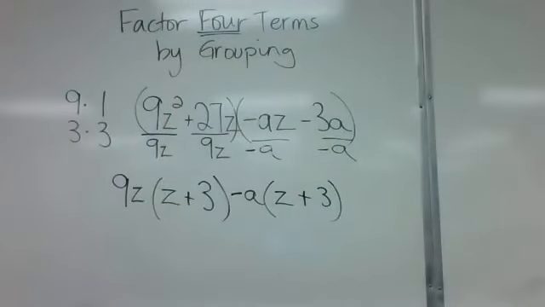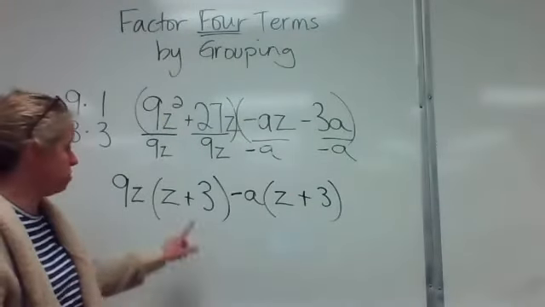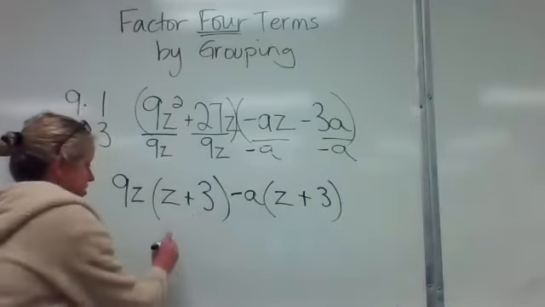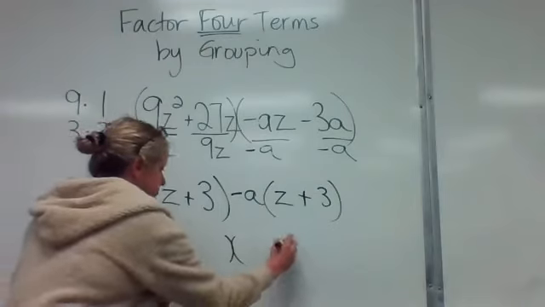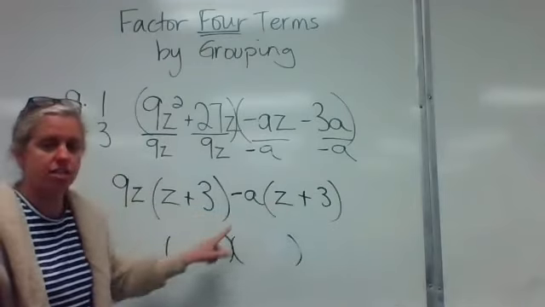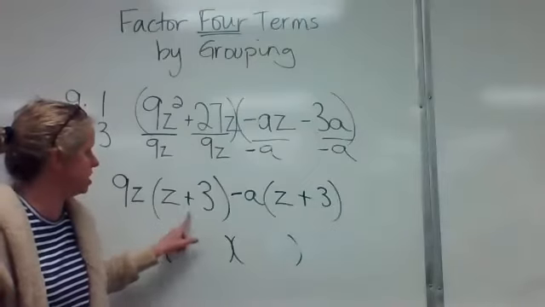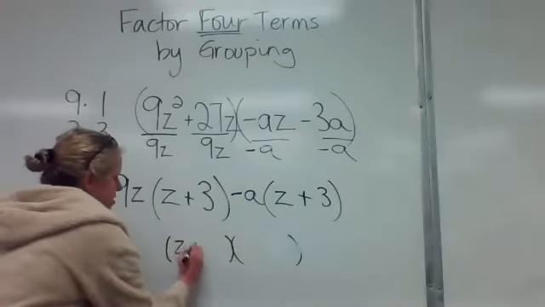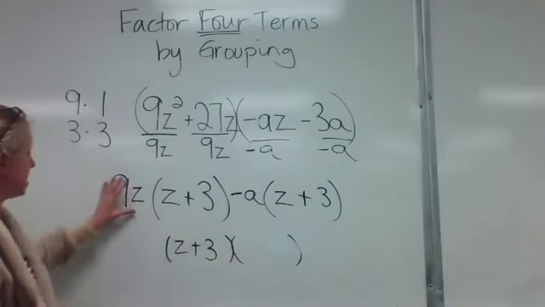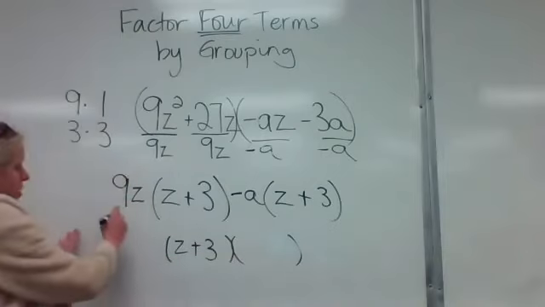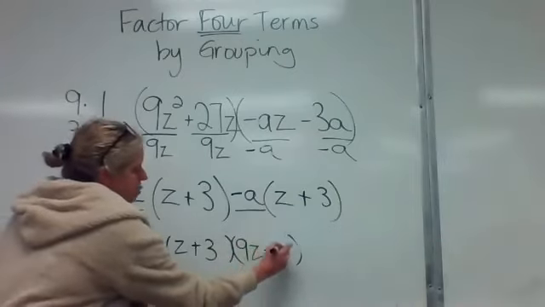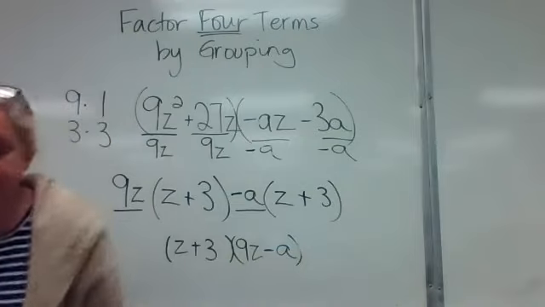So there's my groups. Remember, these have to be the same. One of your factors of your answer is what's in common there. So the Z plus 3. And what's the other one that goes in this parenthesis? What you pulled out here, which is 9Z, and what you pulled out there, which is minus A.